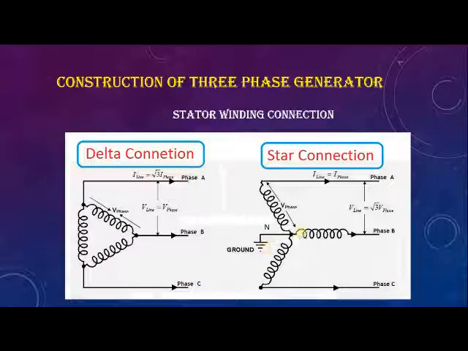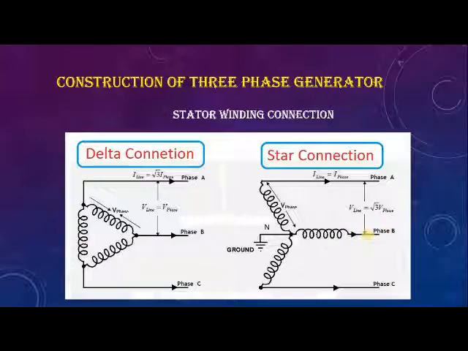If you ground the neutral, we will be having only three output terminals. Otherwise, we can take four output terminals: three phases, and a neutral can be taken out in star connection. But in delta connection, there is no possibility of taking a neutral connection. Okay. Now let us discuss, in star connection, the difference between line voltage and phase voltage.